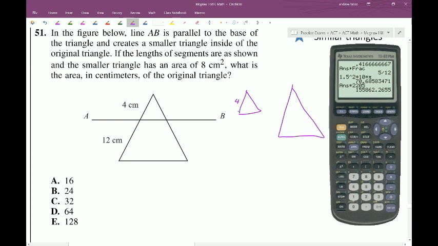This one has measurement 4. This one, the total side length would be 16. So it's a 4-to-1 ratio between the 2 triangles. So you might mistakenly think that the area would be in a 4-to-1 ratio, but that's not actually the case.